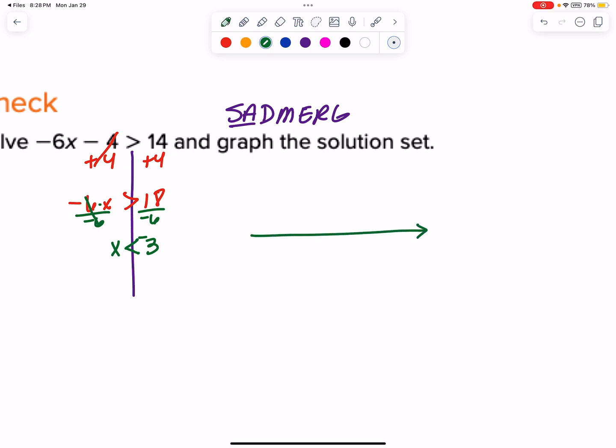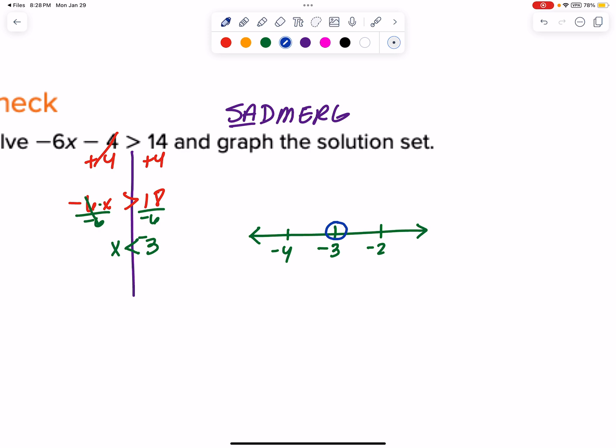Remember, it's a set because it's a whole bunch of numbers that work. Make your line, make your 3 ticks, tick, tick, tick. Write your target number, which is negative 3, one smaller and one bigger. Okay. Do you have a closed or open circle? Is there any cement? Nope.